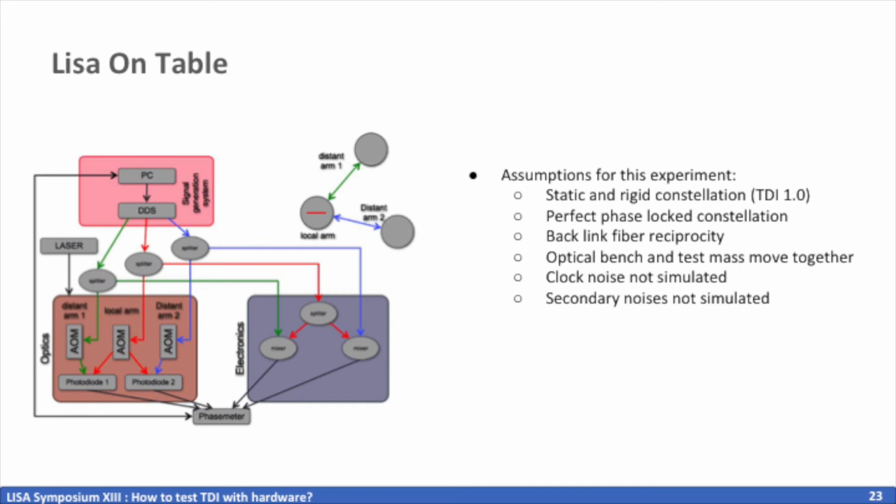For the following experiment, some assumptions were made, like a static and rigid constellation, in order to test TDI 1.0. We also have a perfect phase-locked constellation, a backlink fiber reciprocity, and we assume that the test mass and the optical bench move together. And for now, LISA on Table doesn't simulate clock noise or secondary noises.